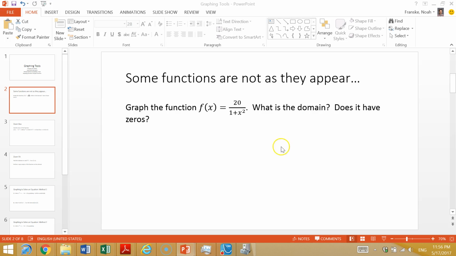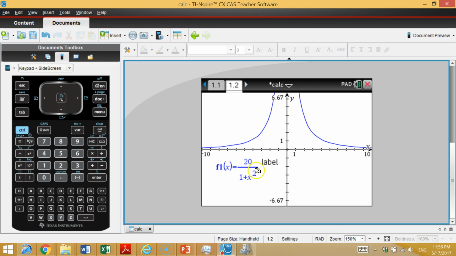So the domain of this function is all real numbers. And it will not have any zeros, because the only way you can have a 0 of a fraction is if the numerator is 0. So that won't happen at all. So the thing to do here is, I need to see higher on this graph to be able to see what's going on up there. Because if it's not an asymptote, we want to see what's going on.